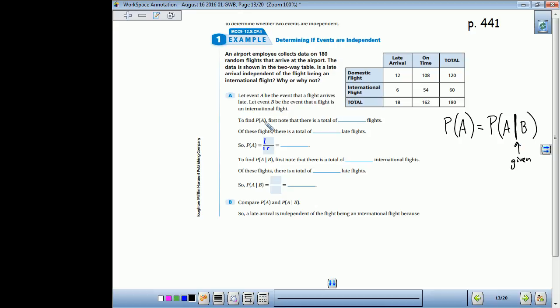If they're independent, we should get the same thing. Okay, so let's take a look. To find the probability of A, first note that there are 180 flights. How many of those 180 were late? 18. Okay, so that would be 18 out of 180, which is 1/10.